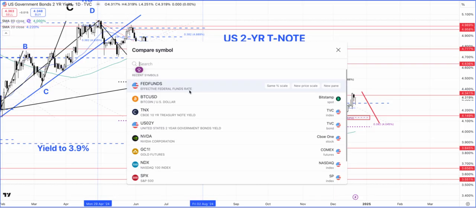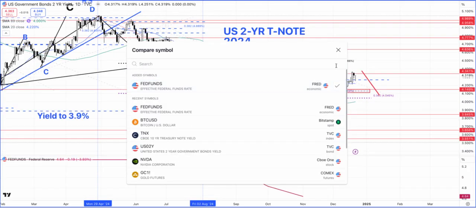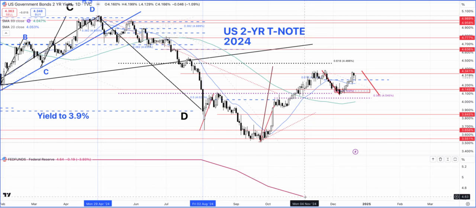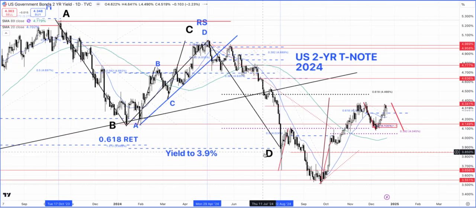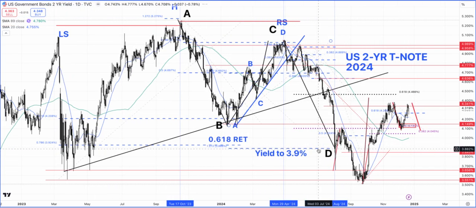If we do it on a new pane, here we go, and look, the Fed fund rates are about 4.63. Now, one of the things is that Fed fund rates move in a range of about 25 basis points, right? So they have an upper boundary and a lower boundary, and by taking these boundaries, you can see that the 2-year treasury note is pretty much in line with the Fed fund rates. So I'm going to delete this. Here we go.